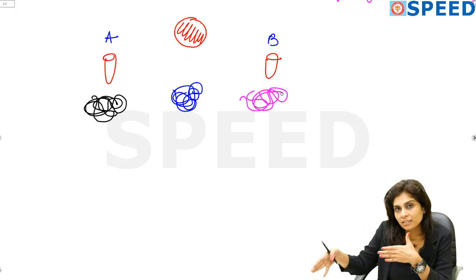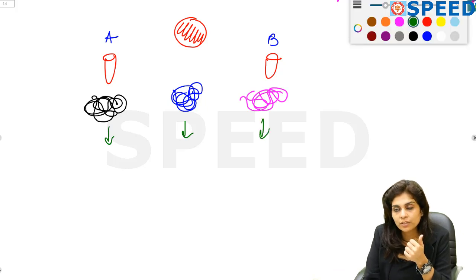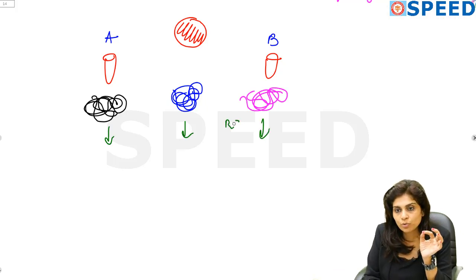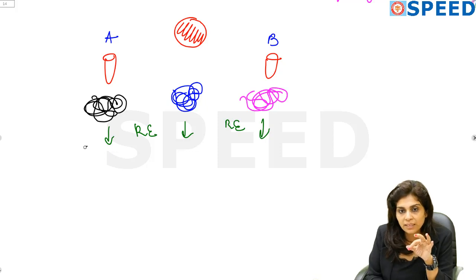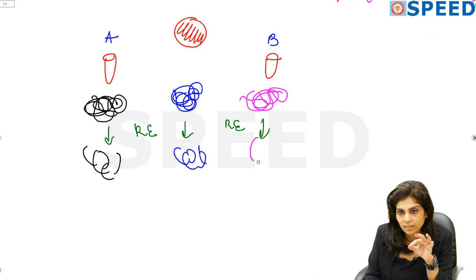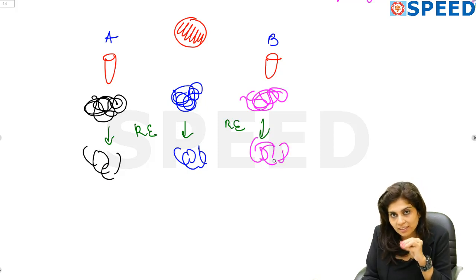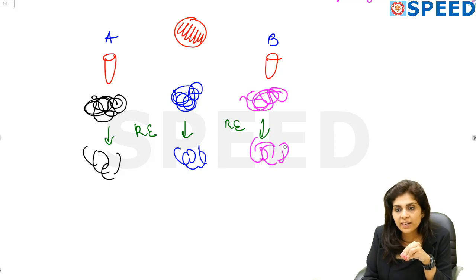So now you have 3 DNA samples and you are subjecting these 3 DNA samples to digestion. All these 3 DNA samples are subjected to digestion by the same restriction endonuclease. You are not changing it, but the cut fragments will be different because the location of restriction sites will be different. So after restriction digestion using a restriction enzyme, you separate all these fragments based on length by electrophoresis.